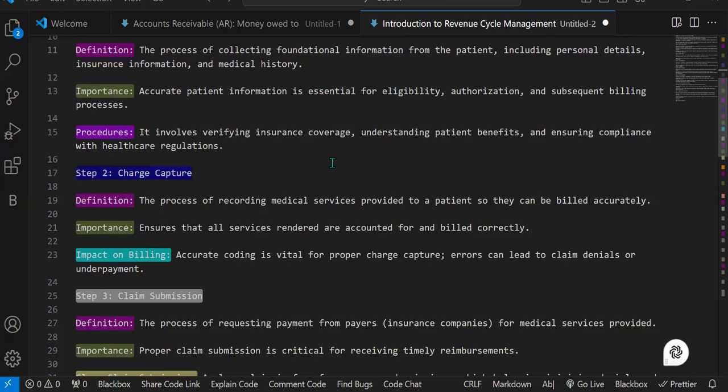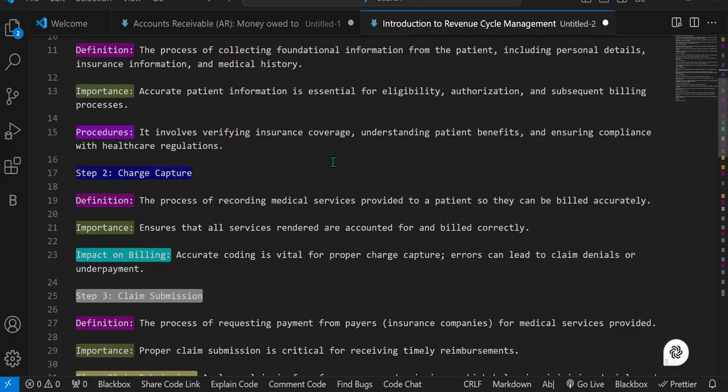Importance: it ensures that all services rendered are accounted for and billed correctly. They will check all these things. Impact on billing: accurate coding is vital for proper charge capture. Errors can lead to claim denials or underpayment.